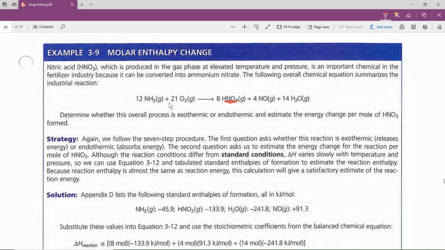So we have 12 moles of ammonia reacting with 21 moles of O2 in the gas phase to give you 8 moles of HNO3 plus 4 moles of NO plus 14 H2O. Determine whether this overall process is exothermic or endothermic and estimate the energy change per mole of HNO3. So we're going to do 8 times the heat of formation of HNO3 plus 4 times the heat of formation of NO plus 14 times the heat of formation of H2O. We're going to add all of those together and then subtract the sum of 12 times the heat of formation of NH3 plus 21 times the heat of formation of O2. We're going to do that calculation, get a value, and then divide by 8. Okay?